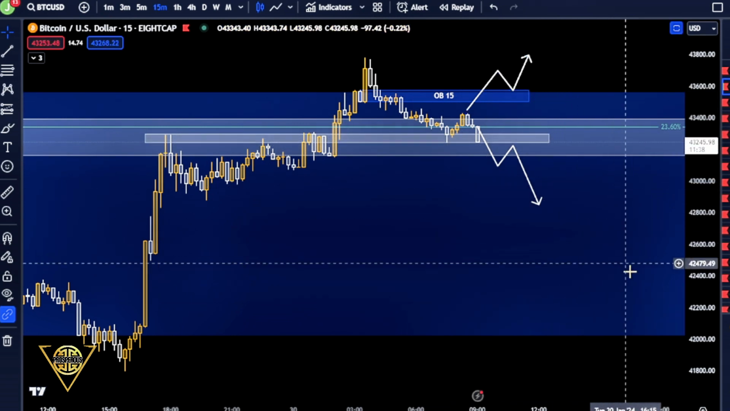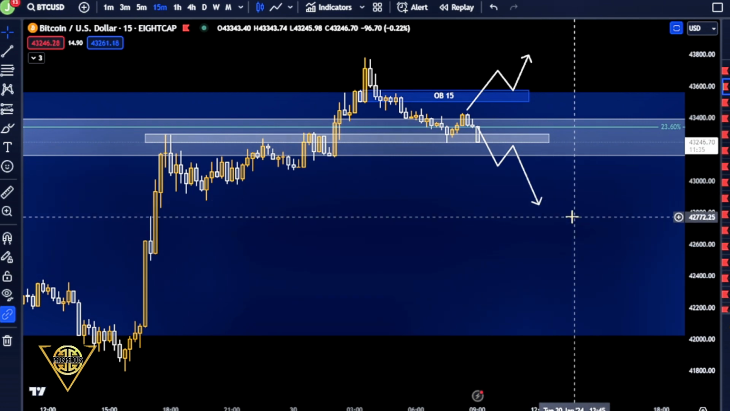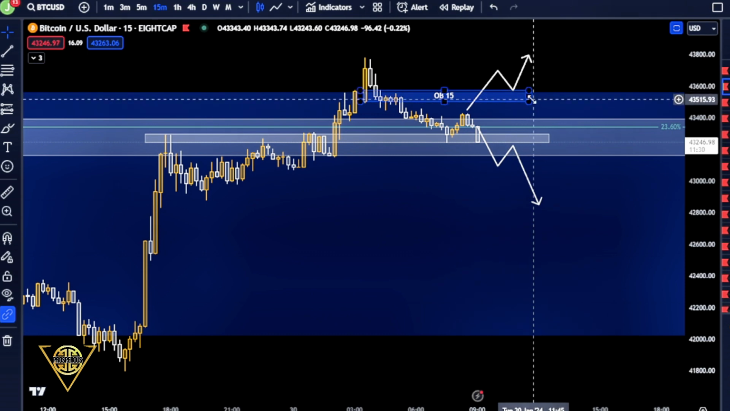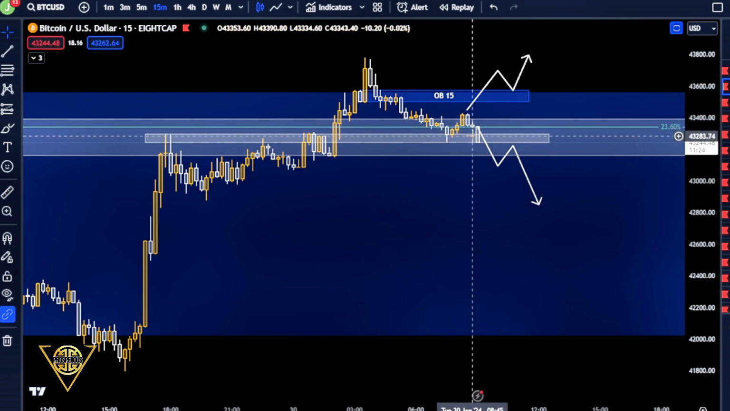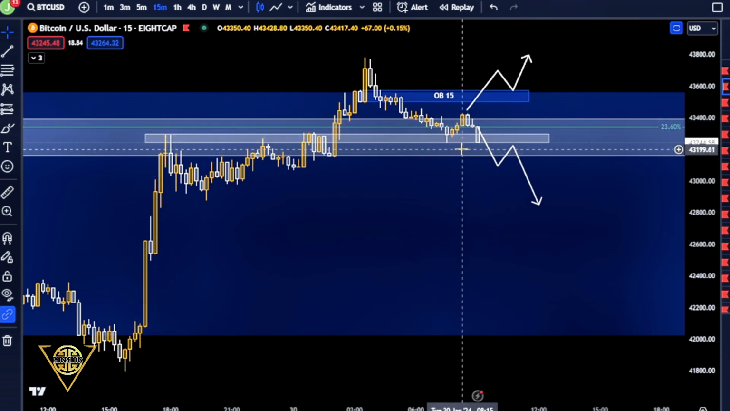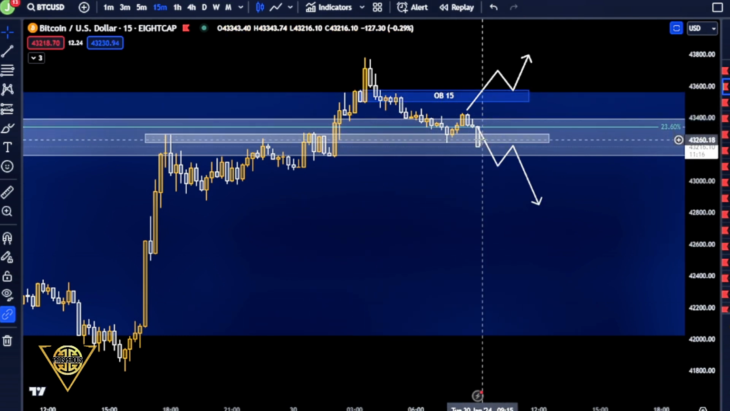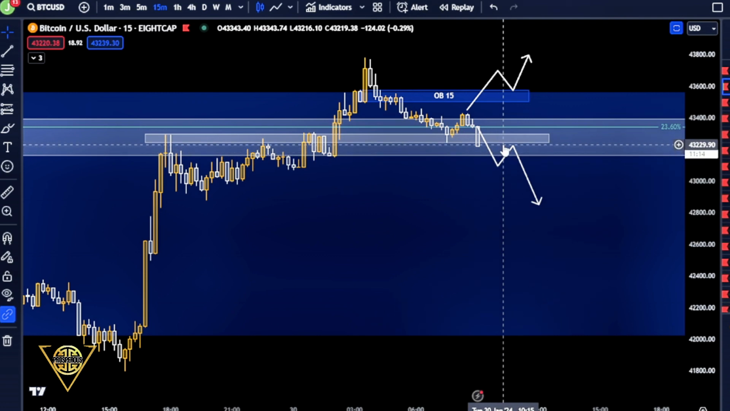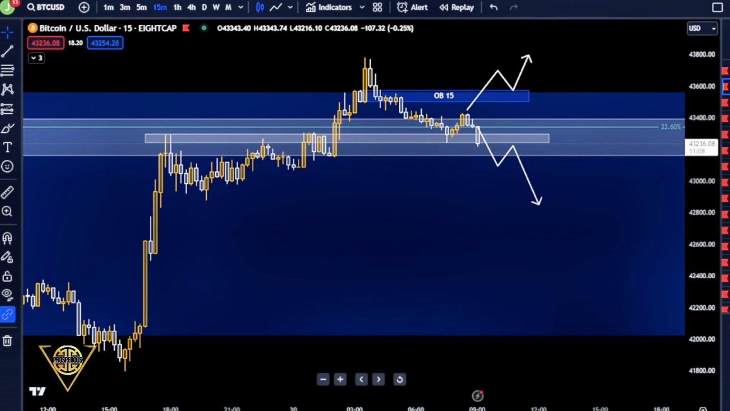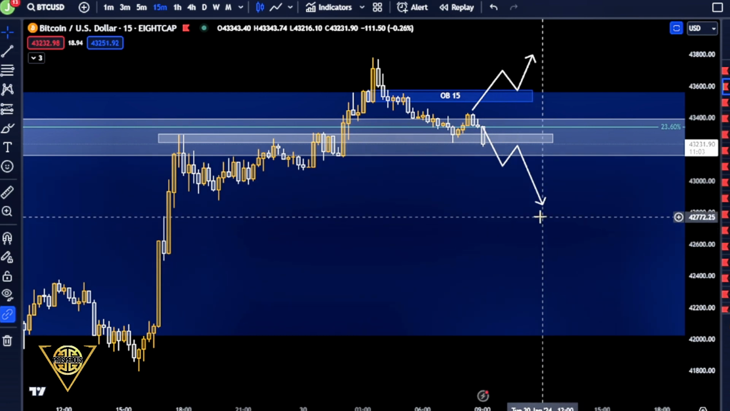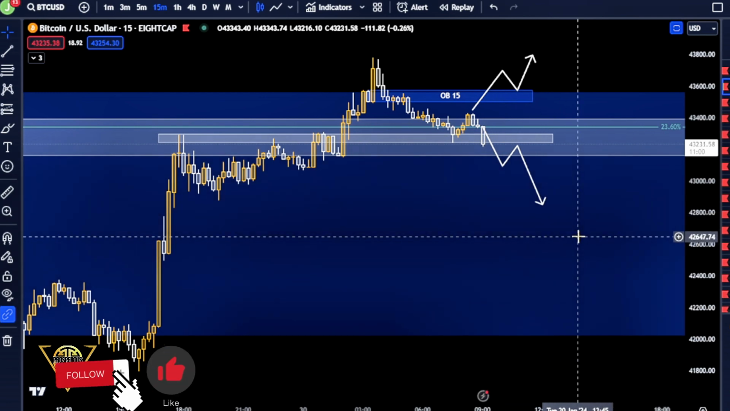These white boxes are support and resistance, and I was looking for the market to either break out above and come retest this order block up here, the 15-minute, which also works as resistance, or do the opposite: break this support that formed here, that was previous resistance that we retested as support, and then look for an entry on the retest for the sell. You guys know I'm more biased sell, bearish, than bullish on Bitcoin right now.